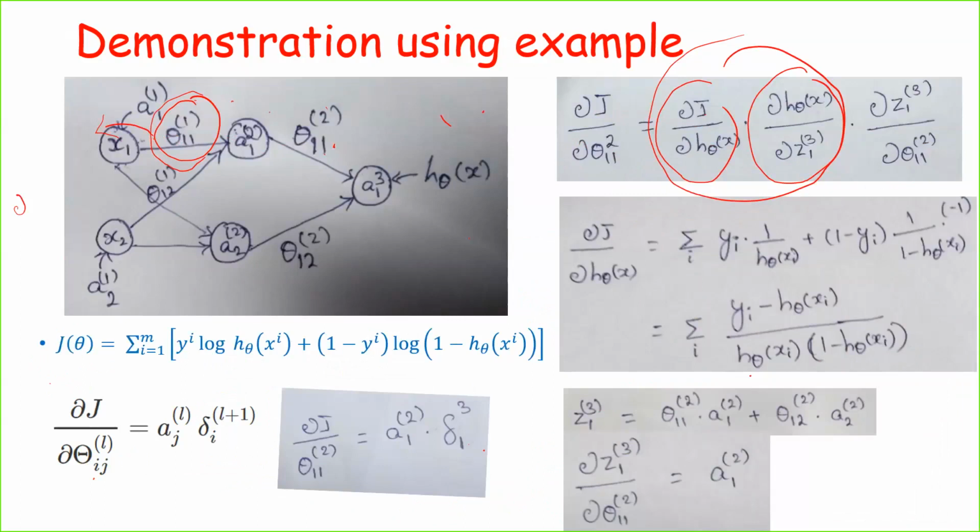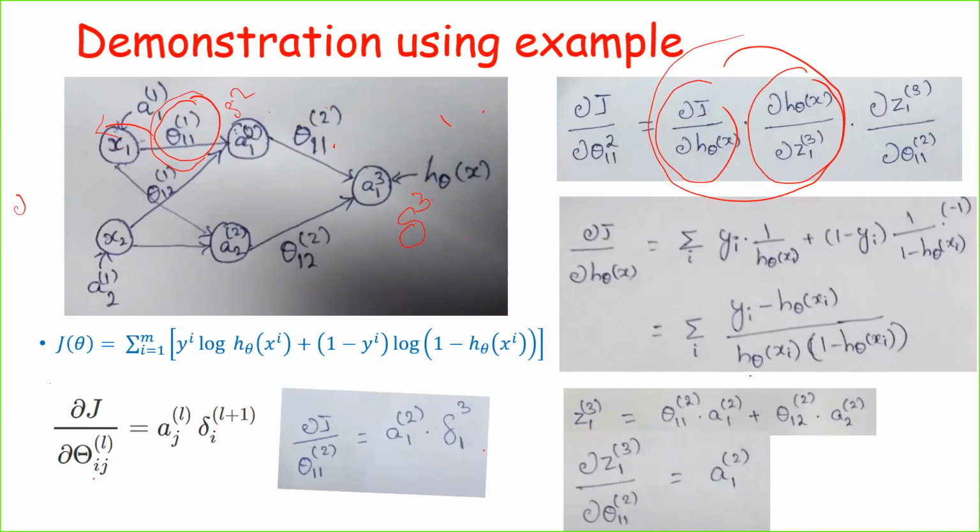Because this is a small network, you are getting confused. But see, you start here and you will propagate till here only. It means you compute delta 3, delta 2 also you compute, and make use of them. Delta 1 you will not compute.